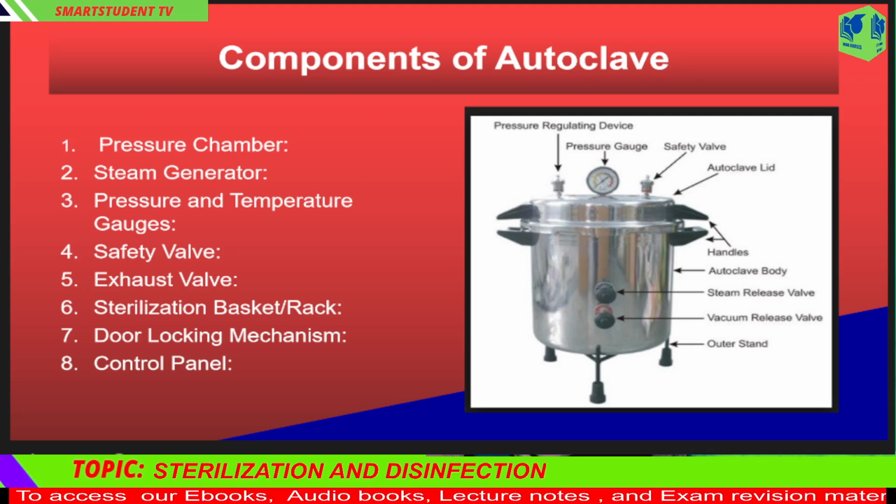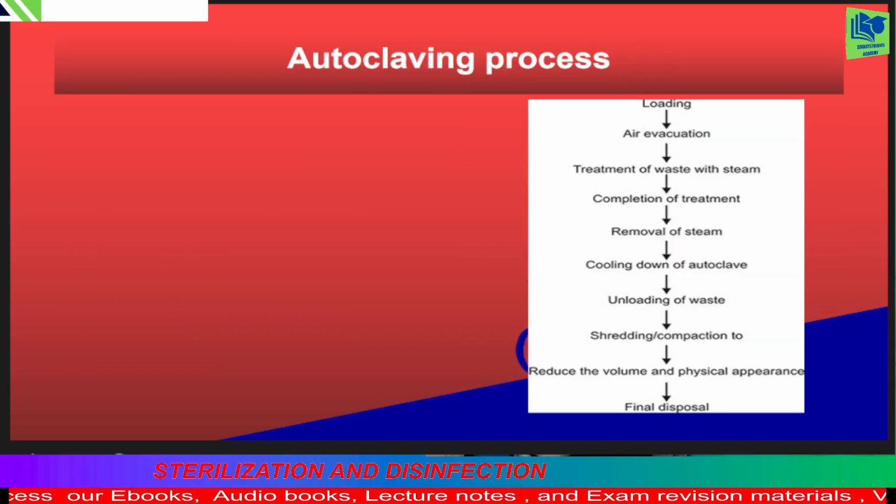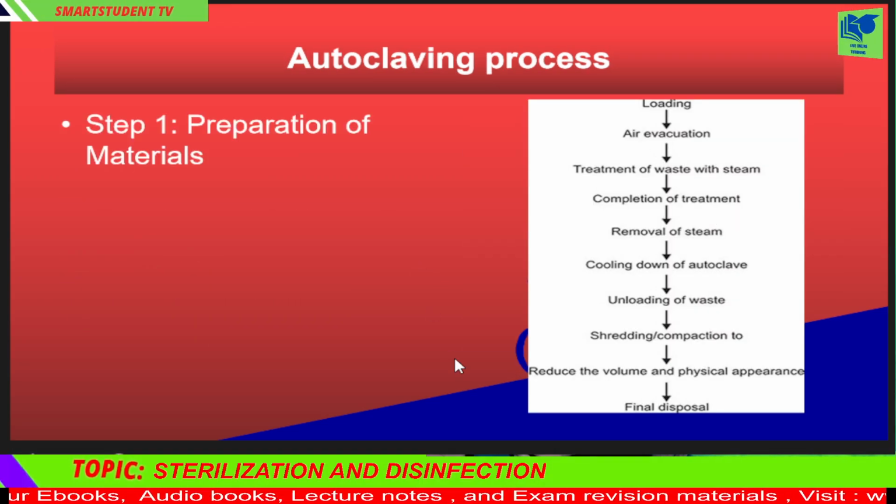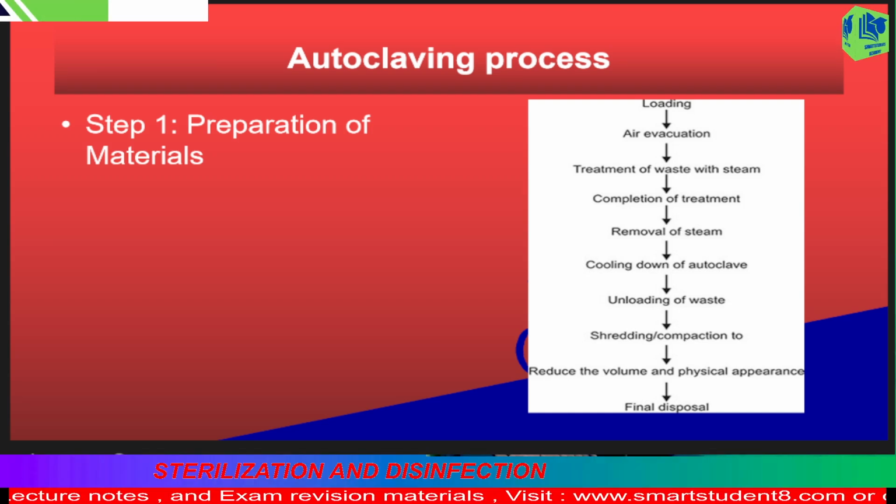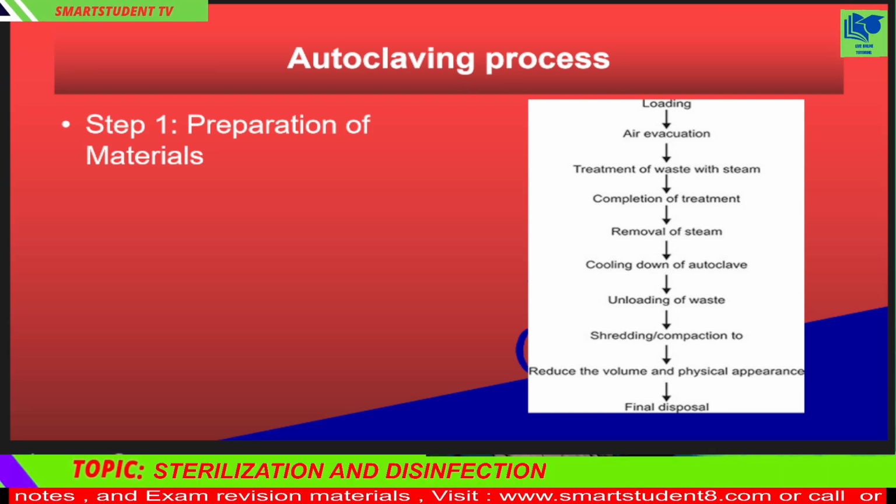Procedure for using an autoclave. Step 1. Preparation of materials. Place items to be sterilized in autoclavable bags or containers. Ensure containers are loosely closed to allow steam penetration. Avoid overloading to allow free steam circulation.